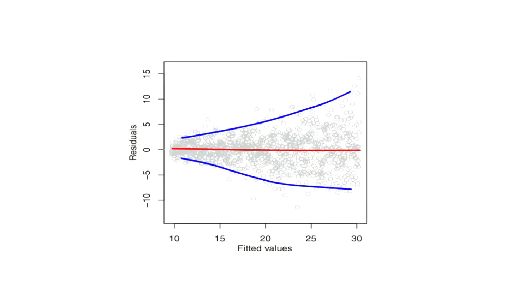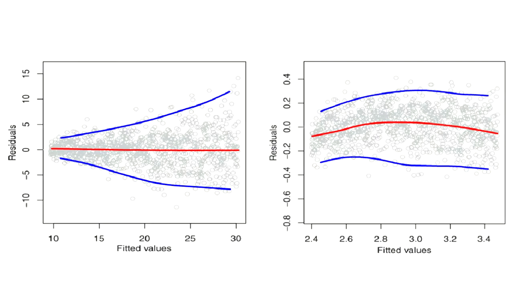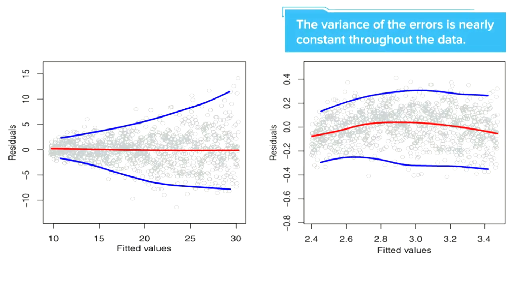For example, if we were to transform our data using the log function and then plot the residual plot, we would get a plot as shown on the right side of the screen. We can clearly see that in this plot, the variance of the errors is nearly constant throughout the data.